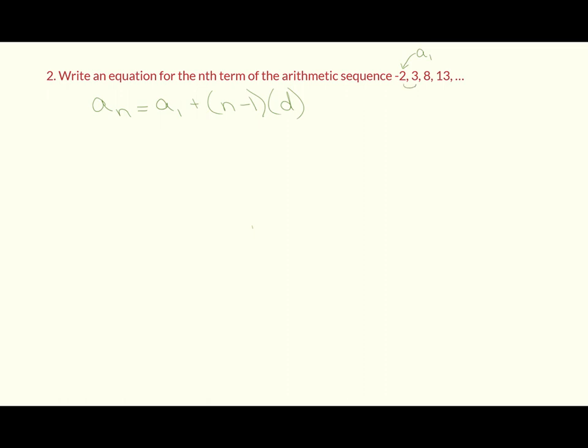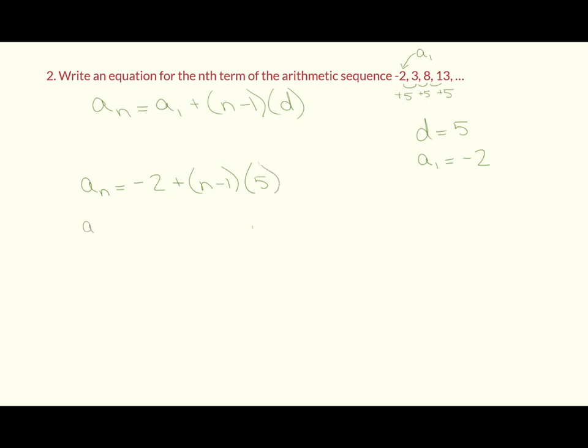So what are we doing to get to each of these numbers from the next? So from negative 2 to get to 3, I would be adding 5. 3 to 8, add 5. 8 to 13, adding 5. So my d is 5. My a_1, first term in the sequence, is negative 2. So you plug in what you have. So a_n equals a_1 plus (n minus 1) times d. Our common difference is 5. Okay, and you just simplify this.